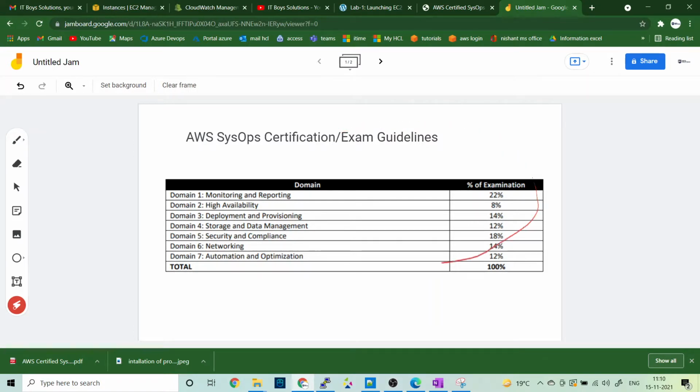From the next one you will be able to see all the practical sessions. Follow along with me and we will be able to clear this exam.